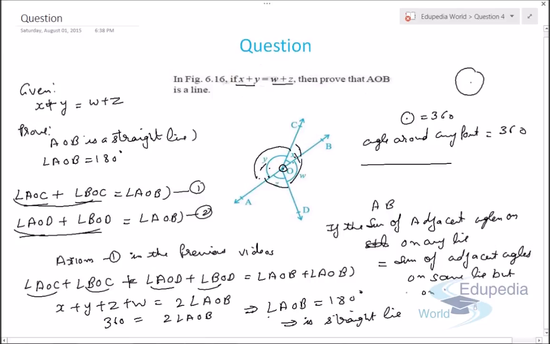So these are the two ways how you can prove that. So this represents AOB is a line. So this is how we can prove these types of questions. So let's move on to the next question, question number 5.